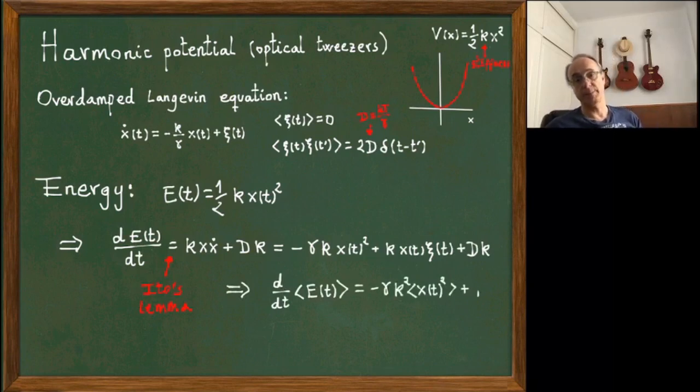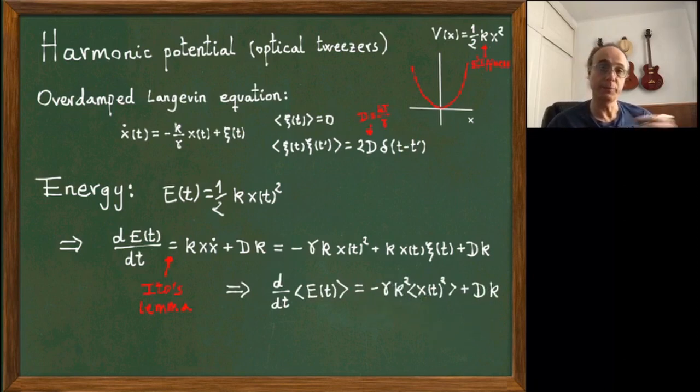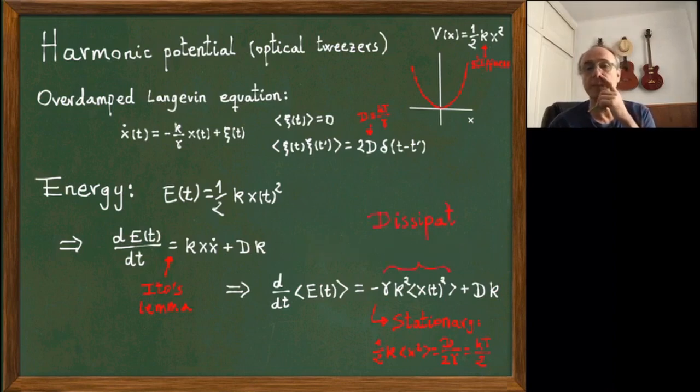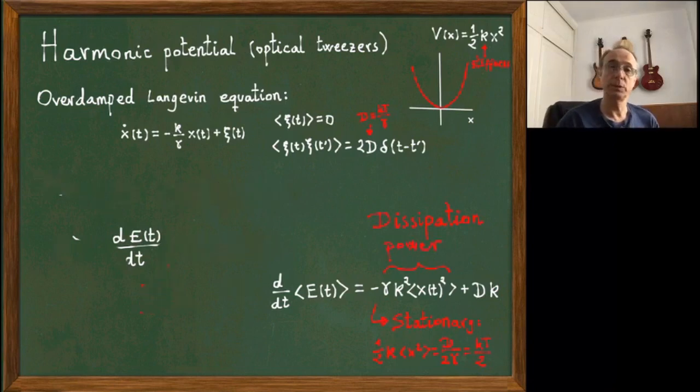So the dissipation is proportional to this. This is the dissipation, and this will be the input energy that the fluctuations put into the system. But this is the dissipation, so usually this is dissipation per unit of time. In the stationary regime, well, this is already something that we have seen, but this is called the dissipation power. It's a power because it's energy per unit of time, the rate at which we are dissipating energy to the environment, to the fluid.